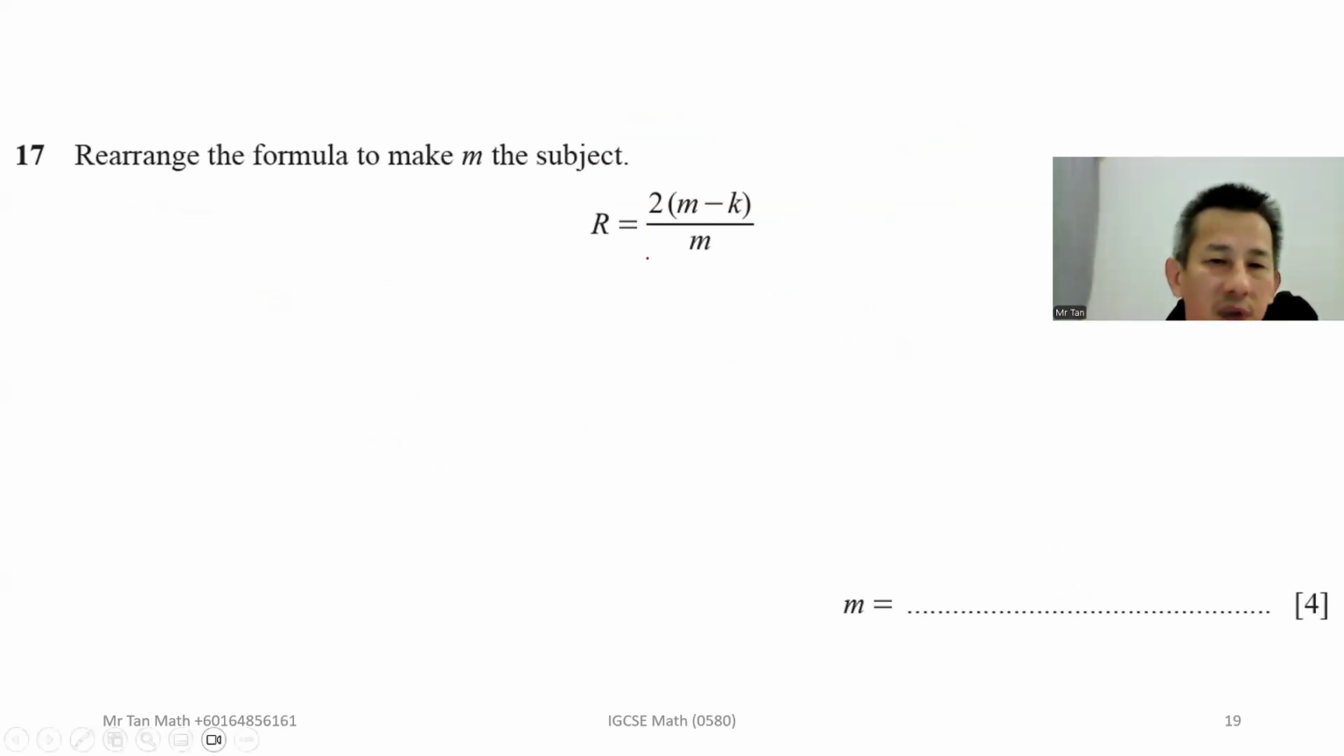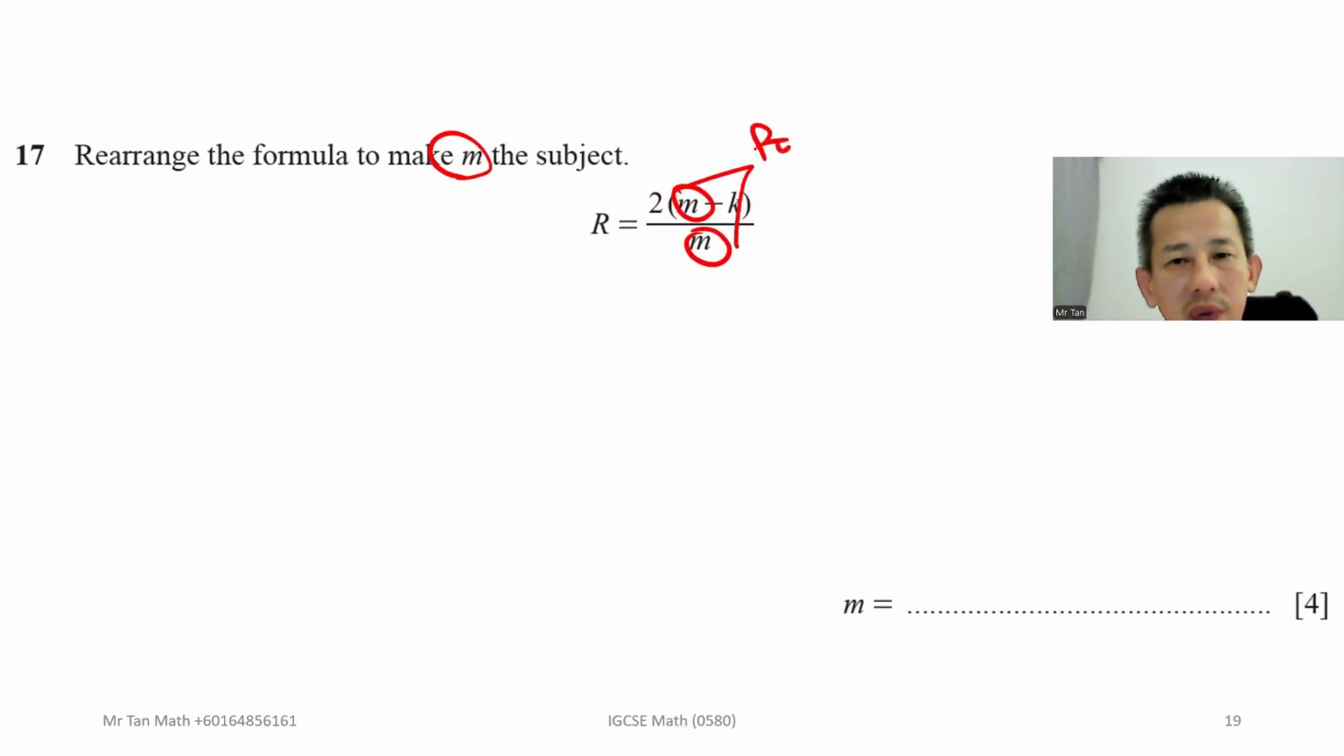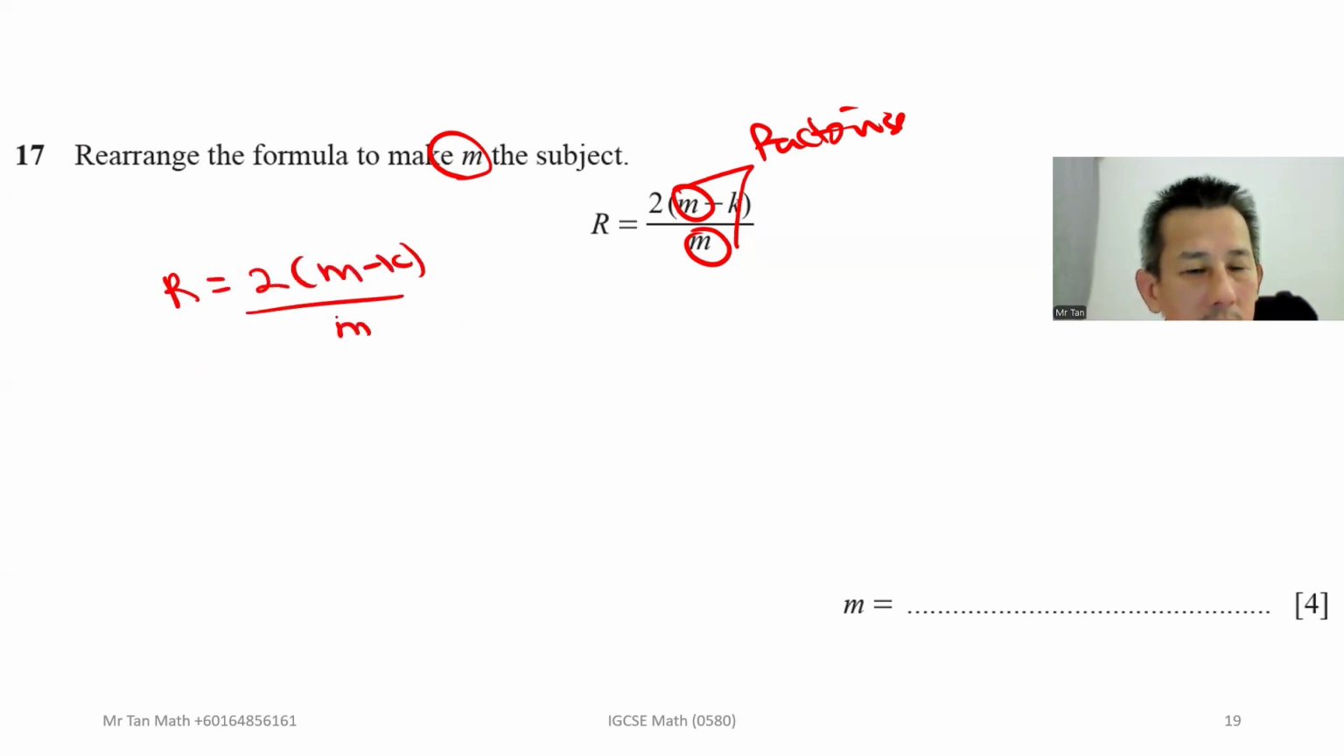17. Rearrange the formula to make m the subject. You have 2m here. Therefore, you need to factorize. So r equal to 2m minus k over m.